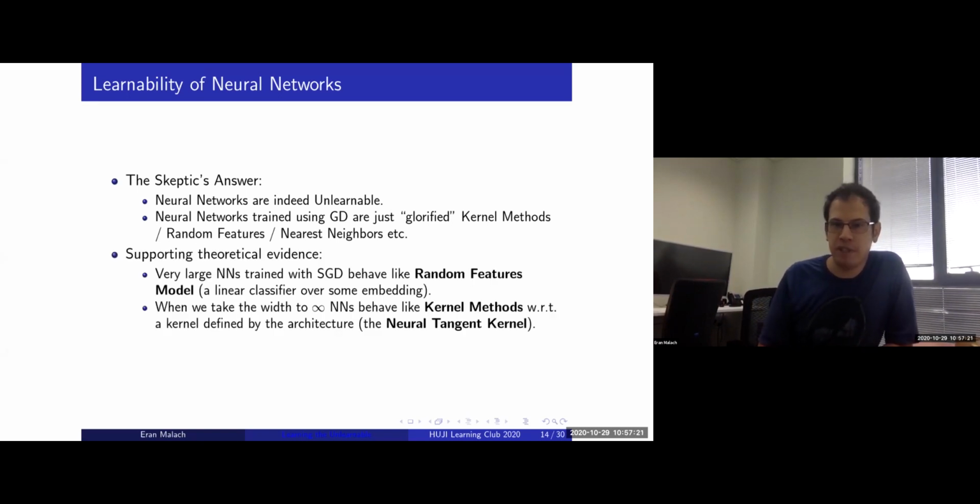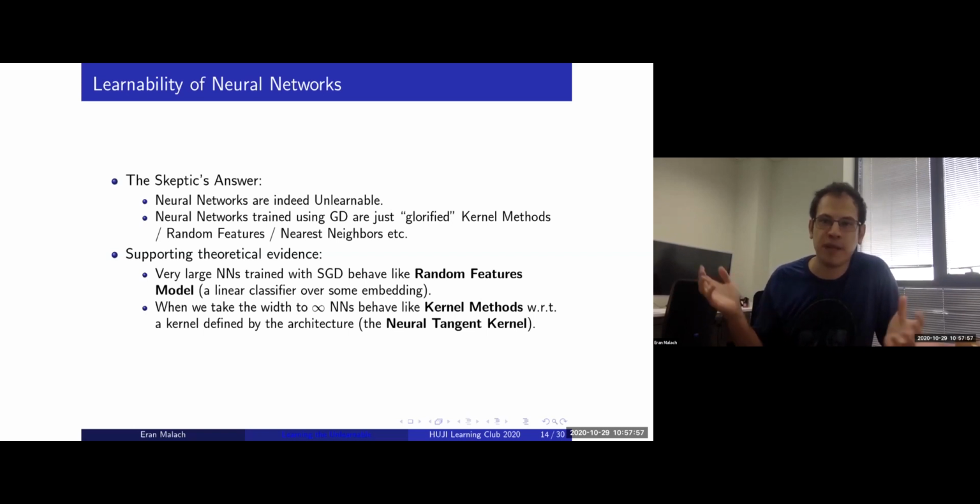And there's some supporting evidence for this kind of claim, because there's a large number of papers that already show that when we train very large neural networks, or when we take the size of the network to infinity, then in fact we're doing something like random features or kernel methods. So in some settings of neural networks, this is actually what happens. When we're training neural networks, we're just doing kernel methods or random features with a more fancy and much more expensive mechanism, right?